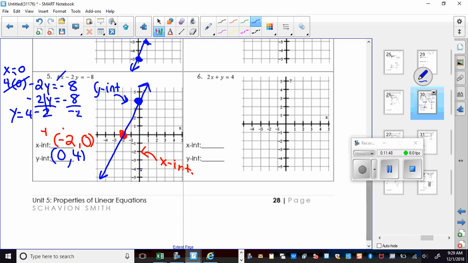Okay. For the next one, we have the space. So remember, for the x-intercept, y equals 0. So that's 2x plus 0 equals 4. This goes away. I have 2x equals 4. Divide both sides by 2. And x equals 2. Right? My x-intercept is 2, 0. So right here, there's my x-intercept.